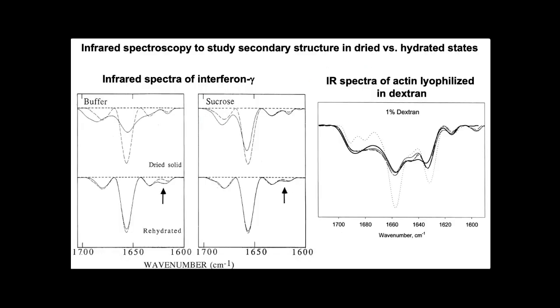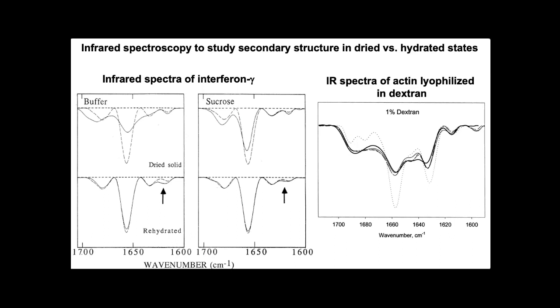And here are some examples of what this means in terms of protein structure. You can use infrared spectroscopy to look at the protein secondary structure by observing spectra in the liquid and the dried state. So for this protein, interferon gamma, this is a second derivative IR spectrum. This dominant band here is due to alpha helix.